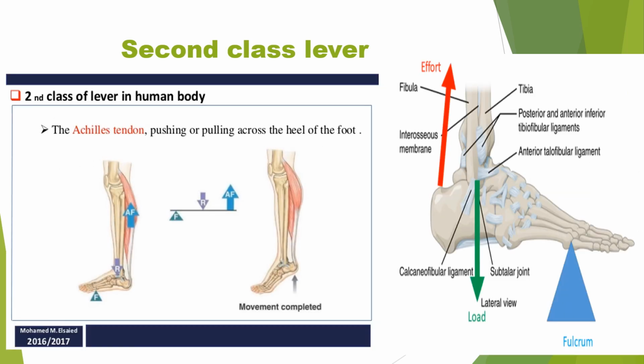Let's have a look at the example. Here, the metatarsophalangeal joint acts as a fulcrum, gravity acts as a resistance, and the effort force is provided by the plantar flexors. In this diagram you can very well see that the effort arm is more than the resistance arm, and it has a mechanical advantage so that you can move throughout the day without getting fatigued.